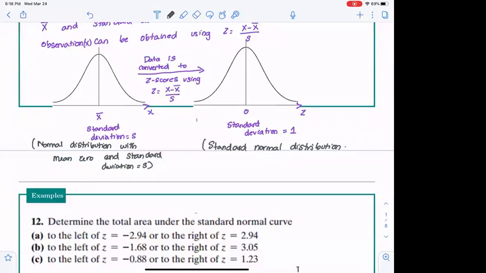If someone refers to a distribution as a standard normal distribution, then by default, it is going to have a bell curve. The mean is 0, the standard deviation is 1. It is implied. This would imply mean 0, standard deviation 1.